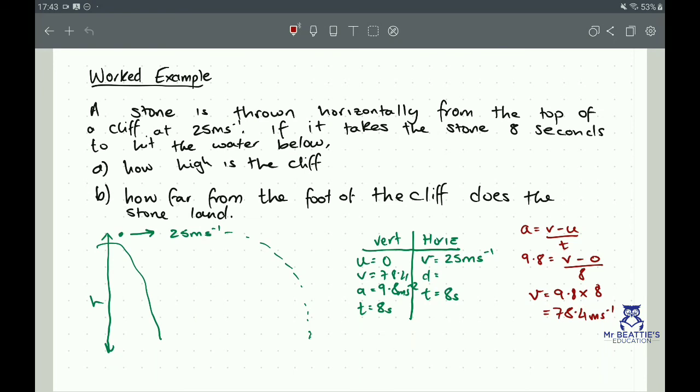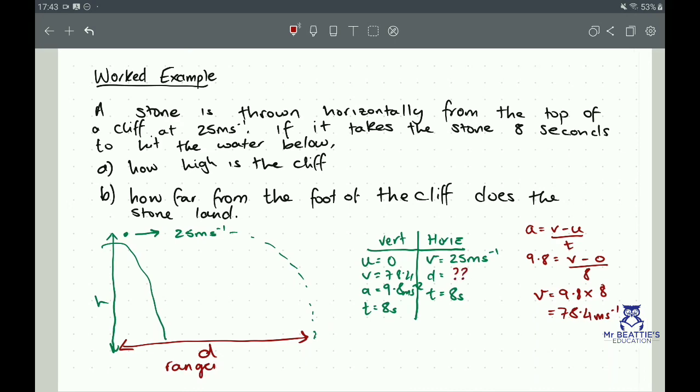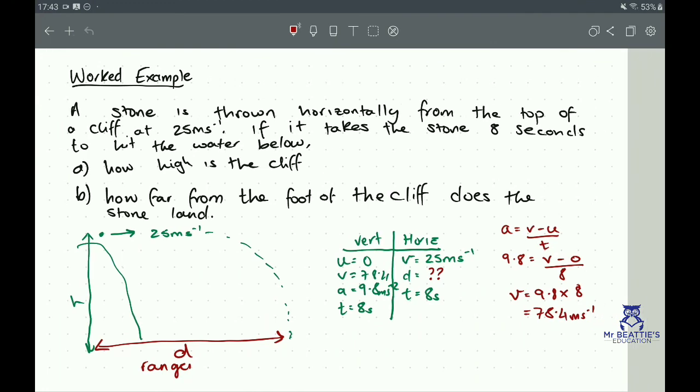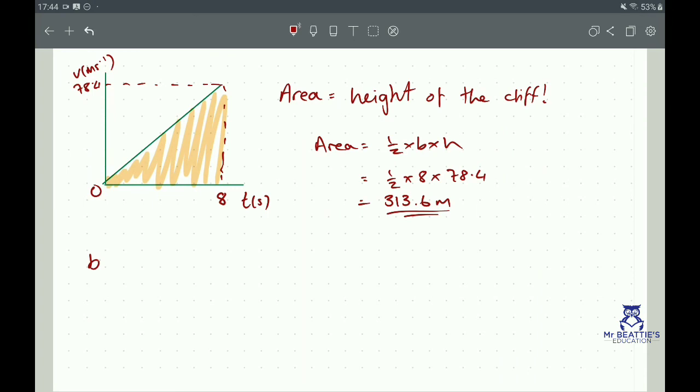Okay, the only other thing is to work out how far from the foot of the cliff the stone lands. So now we've got to work out this distance here, which is also known as the range. Okay, but that is the horizontal distance travelled, which is that in there. So for part B we can just use speed, distance, time. The distance travelled is equal to speed times time, so it's going to be 25 times 8, so 200 meters.